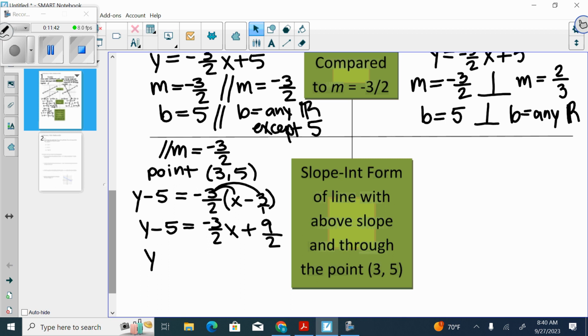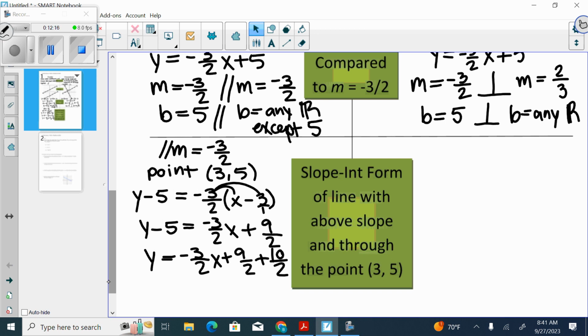Okay, so I'd have y equals -3/2 x plus 9/2 plus 5. However, if I want to add 5 to 9/2, which is what its like term would be, I would have to turn it into a fraction, right? So what would 5 be as a fraction with a common denominator 2? 5/1 would be a fraction. If I wanted to have the common denominator 2, what would it be? 10/2. Good.